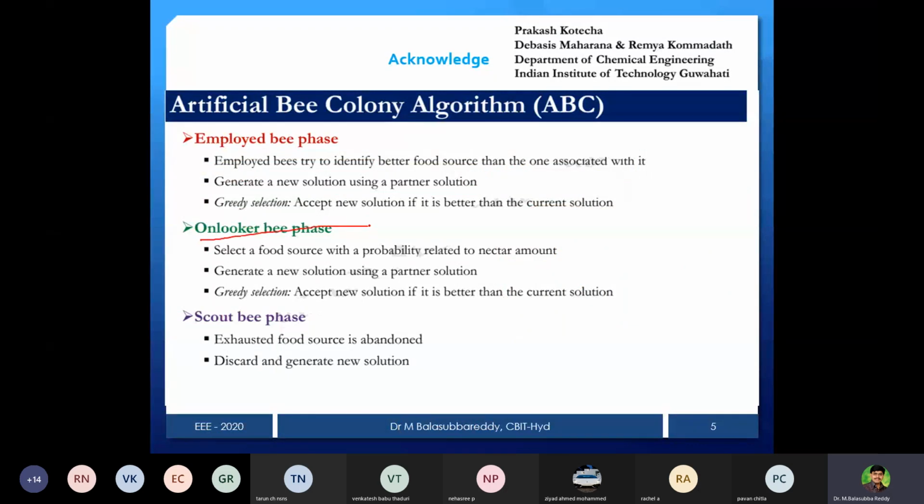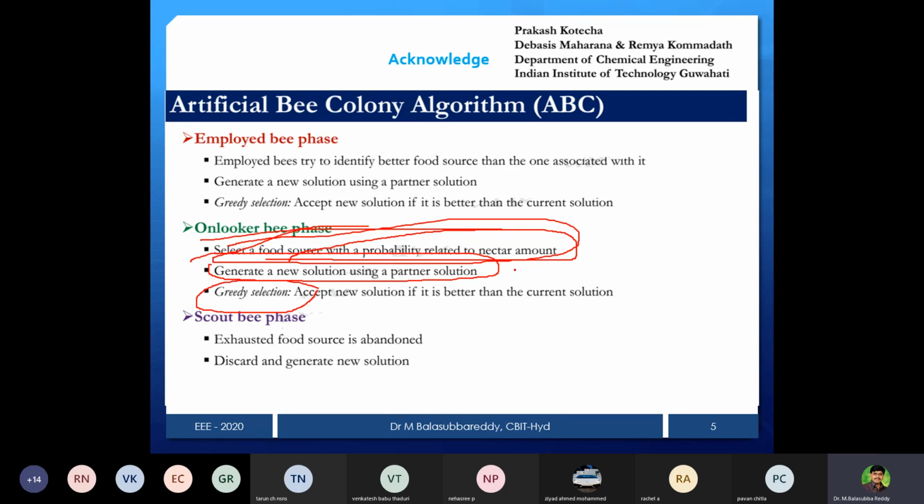Another one is the onlooker bee phase. What the onlooker bee will do is select a food source with a probability related to the nectar amount, that is, the honey amount. Based on the honey amount, you select with that probability, and again a new solution is generated, again with greedy selection. While generating the new solution, the procedure differs slightly between the employed bee case and the onlooker bee case. Once again, if the new solution is better, you retain it, otherwise you discard the new one. That is only the greedy selection.